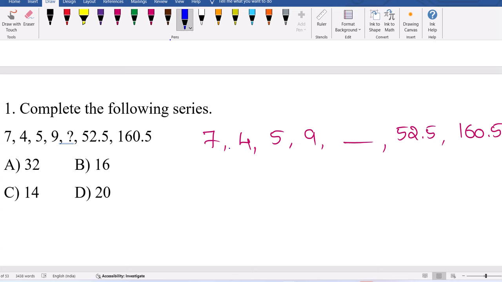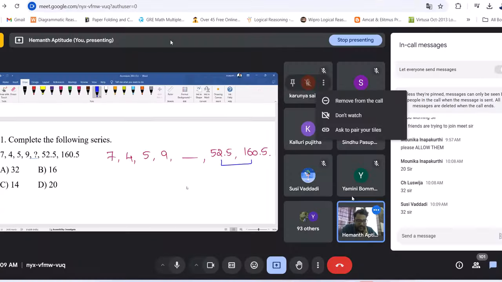Here, 7 to 4 is decreasing, then the series keeps increasing. Some people will take the difference between numbers and try to handle it. Your logic should satisfy the next terms as well. It's not about stopping here, we have to keep extending that. Yeah, multiply by 1 plus 1, multiply by 2 minus 1, something like that. People are responding. Good.